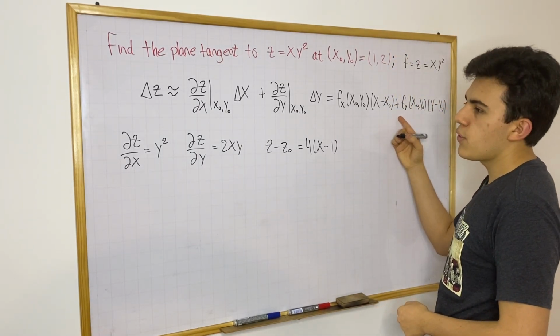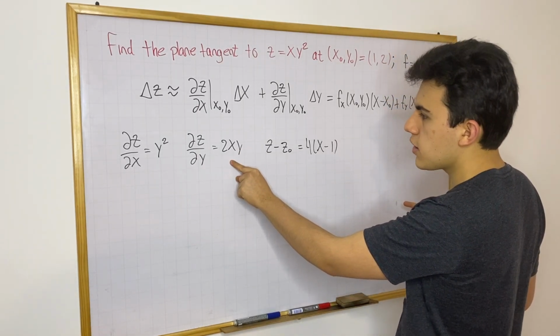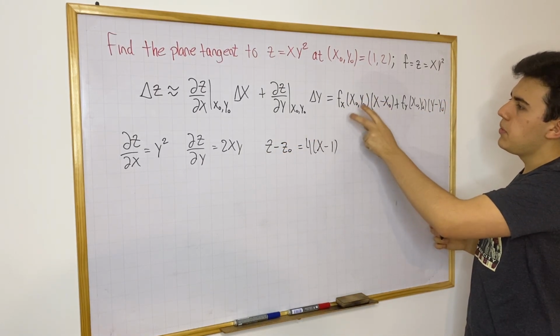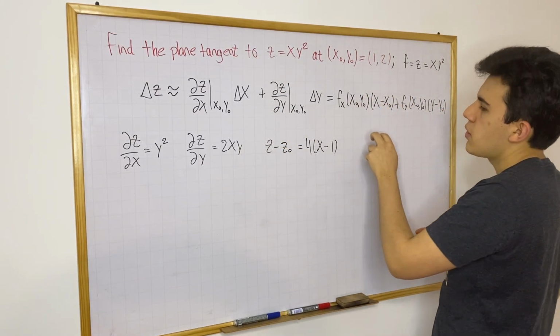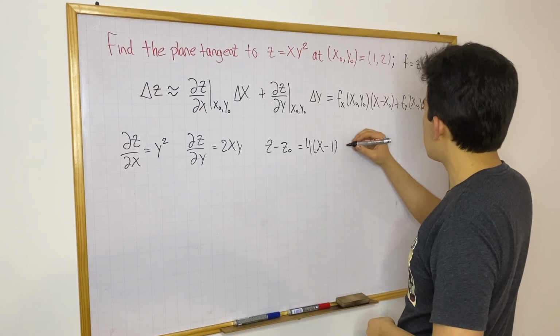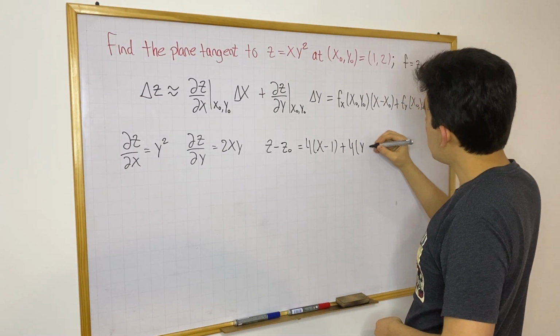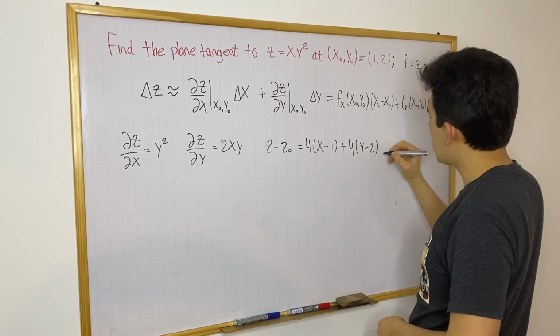And we do the same thing for f sub y, so we have 2xy as the derivative with respect to y, and we plug in these values, so this is just the same as 4, again, so this will be plus 4 times y minus y naught, that's going to be 2, okay?